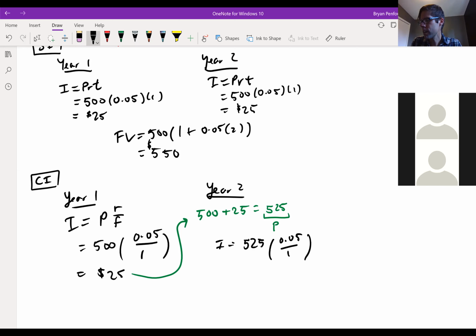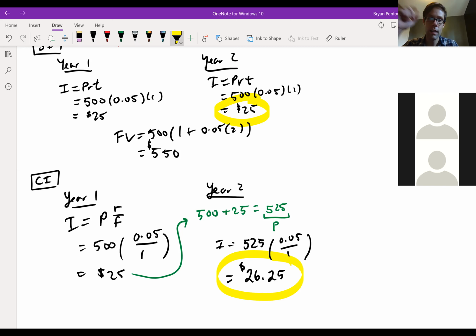So this is going to come out slightly different. It's going to come out to be $26 and 25 cents. So you can see that the difference happens after that first year or that first compounding period. So these two interest amounts are slightly different, right? Because our $25 interest has now made some additional interest in year 2. In fact, it's made an extra $1.25 for us.